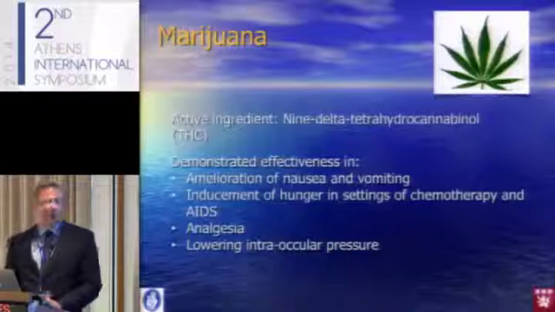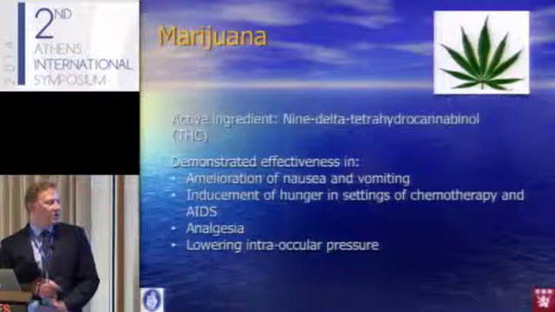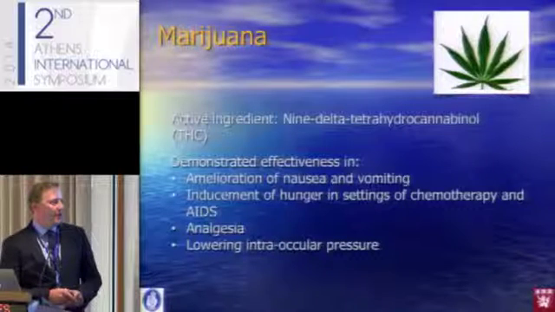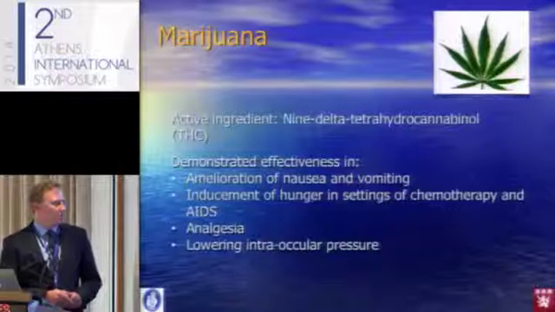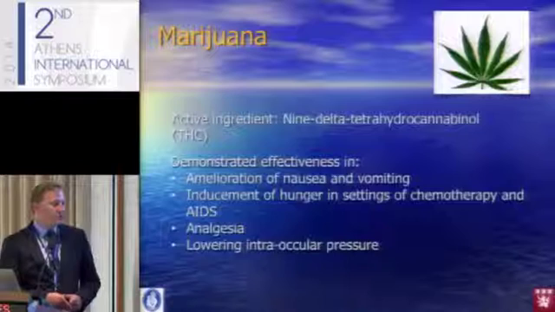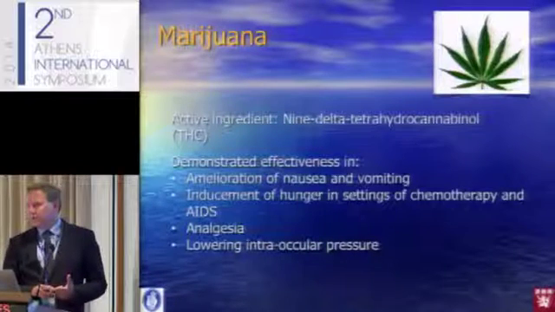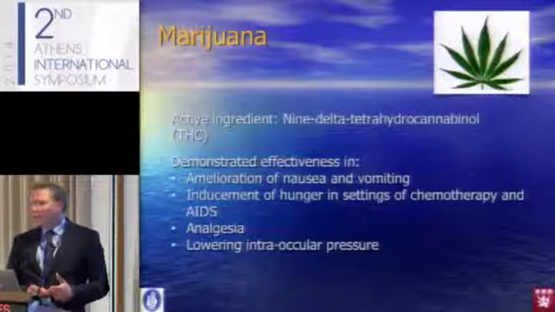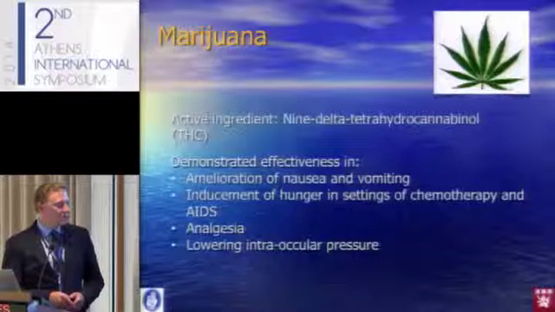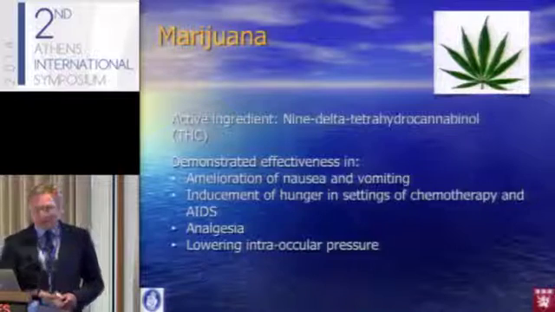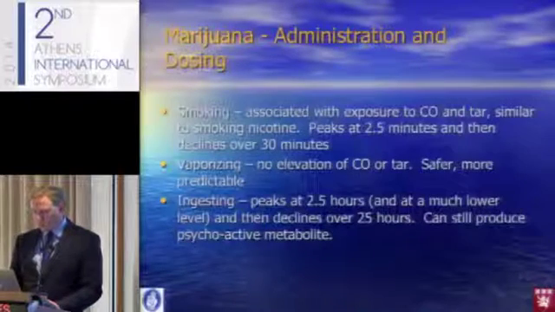Marijuana is something that can be used for nausea and vomiting. The active component, which some of you might know, some don't, is 9-delta-tetrahydrocannabinol, THC. It helps with nausea and vomiting. It also induces hunger, which helps in patients that undergo chemotherapy or in AIDS patients because they don't have much appetite. So you can use that to your advantage. Provides analgesia as well, and it lowers your intraocular pressure. So why would we not use it?